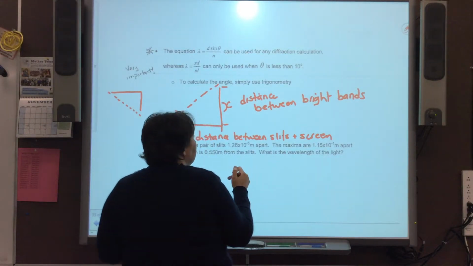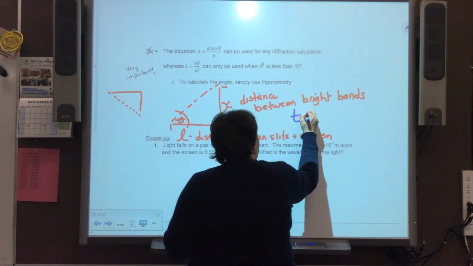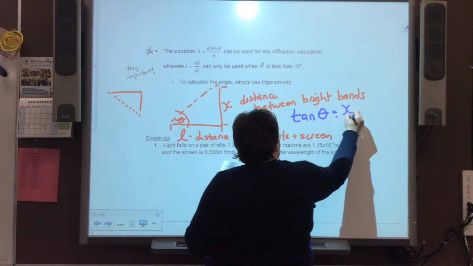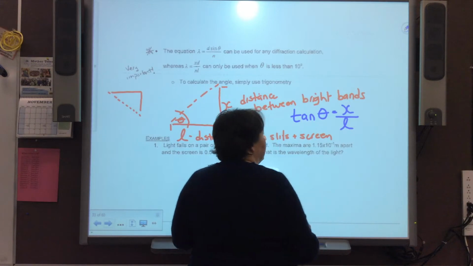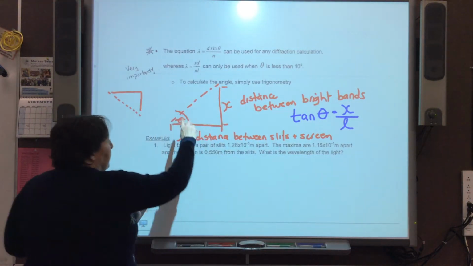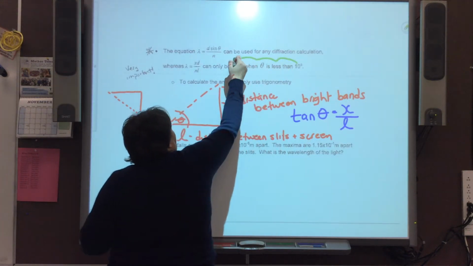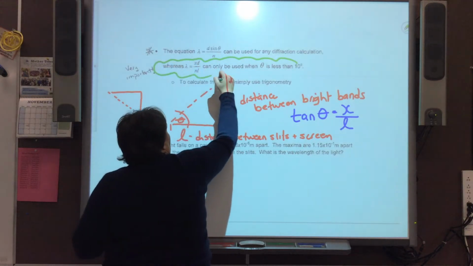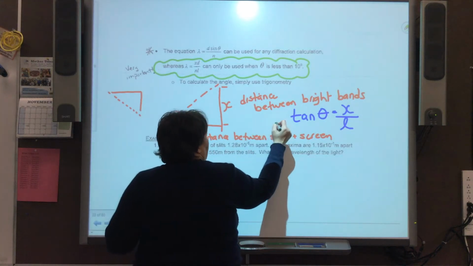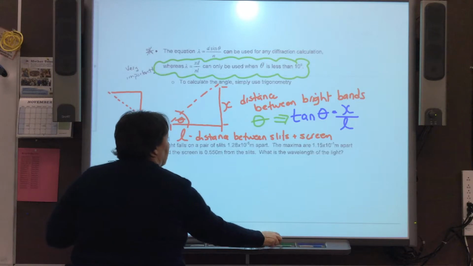So when we use trigonometry, this is what we find. The tan of theta is equal to opposite over adjacent, x over L. So really important to understand this part here. This here and this here, that we can find the theta, the angle here, through that method. Okay?